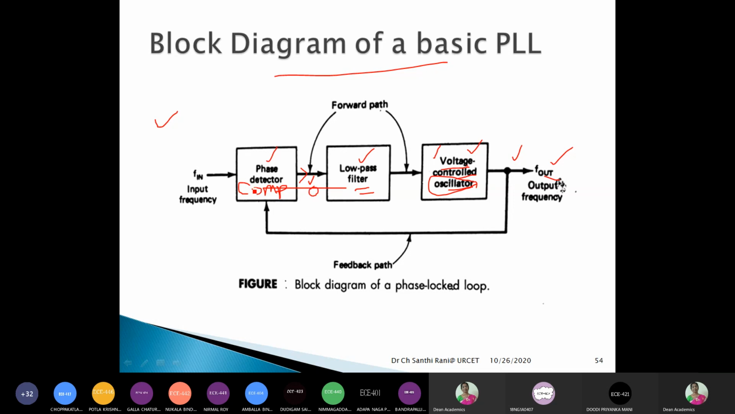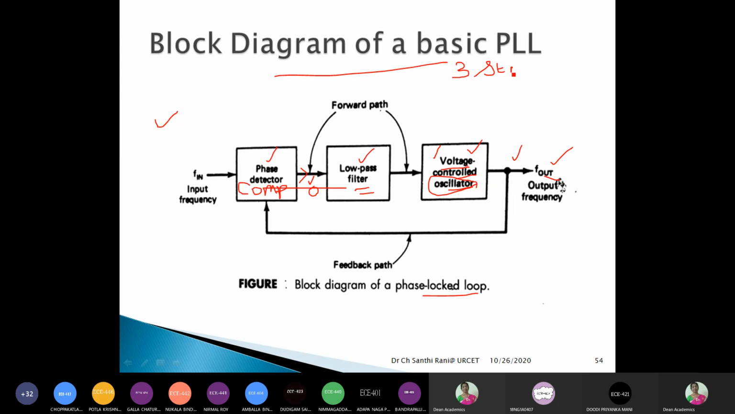When does this error voltage become zero? When F in is equal to F out. When these two frequencies are equal, the output will be zero. Therefore, we can say that this phase locked loop goes through three stages.